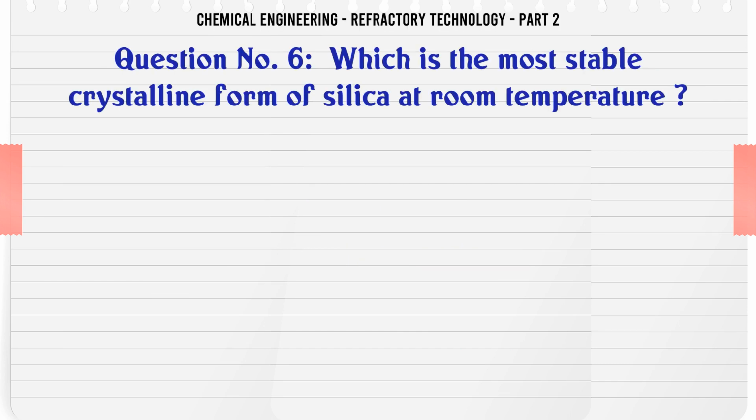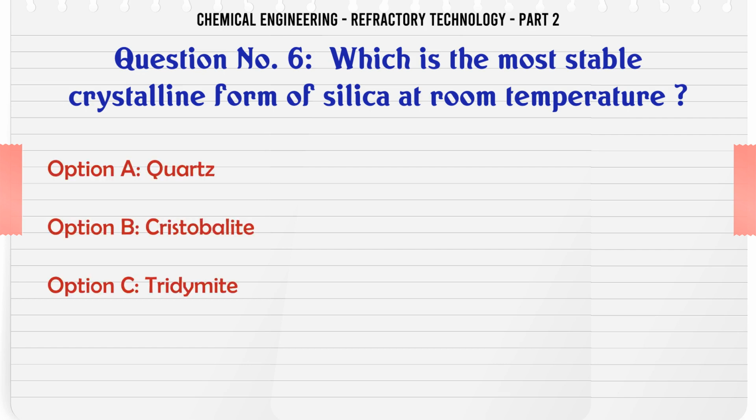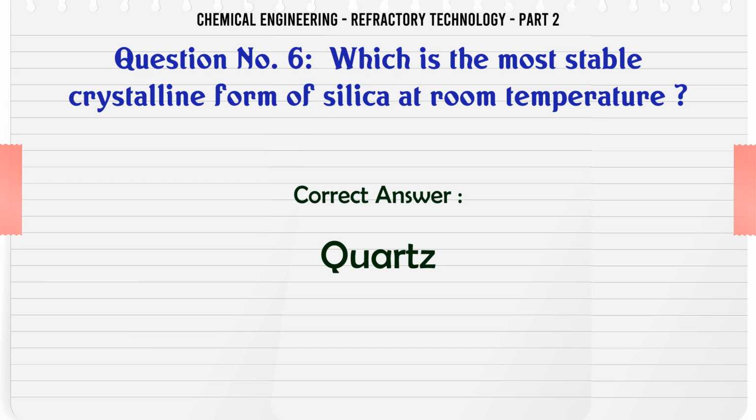Which is the most stable crystalline form of silica at room temperature? A. Quartz. B. Crystalline. C. Tridymite. D. None of these. The correct answer is quartz.